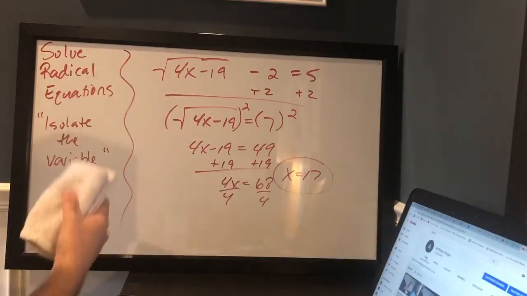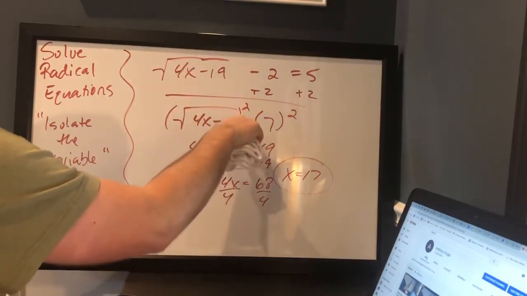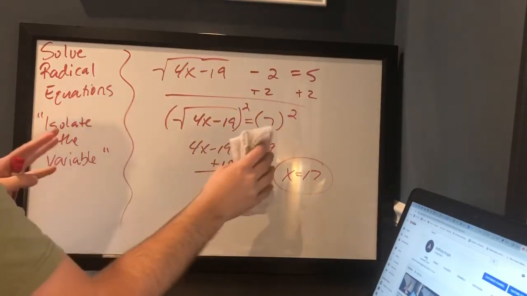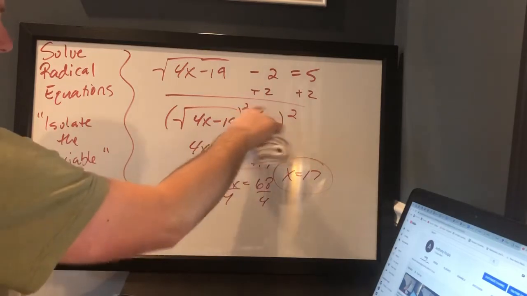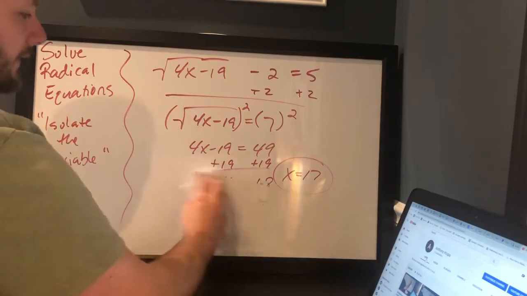When you are solving these, please treat the radical like one big variable until you get to the part where you have to square it. Get everything else away from it, square both sides, and then solve your one or two step equation, whatever's left at the end. All right?